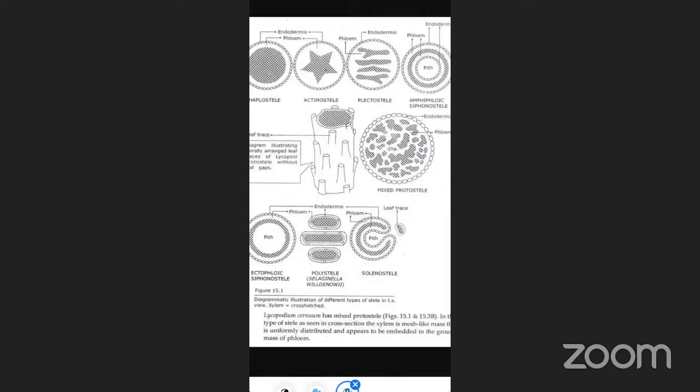In this, the protoxylem is situated away from the center of the axis and the metaxylem toward the center. Such primary xylem is called exarch. Means the protoxylem is away from the center of the axis, and the metaxylem is towards the center of the axis. That is the exarch condition.